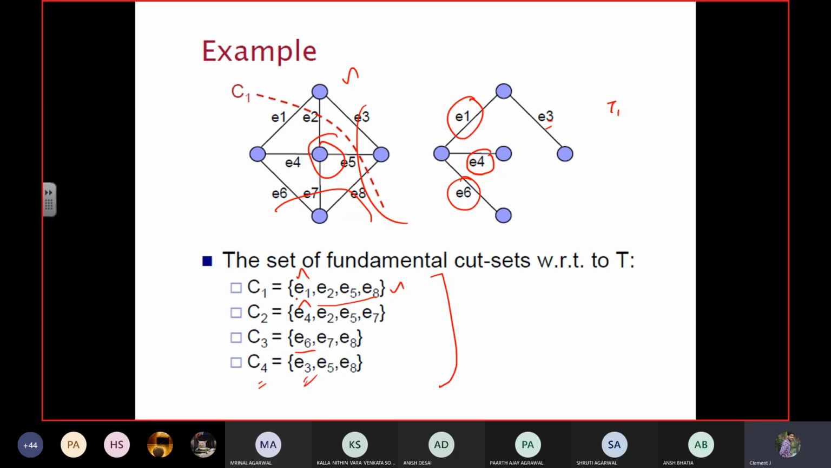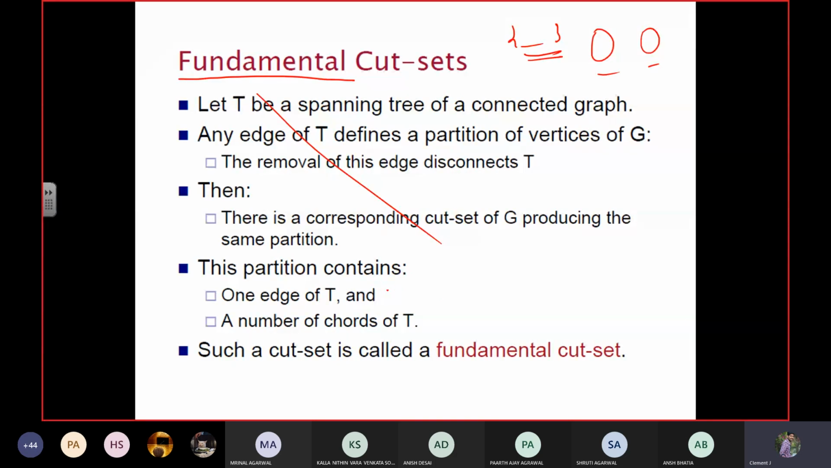So that is the main concept: the linking process will be done between the spanning tree and the cut set. Here you need to be clear about the difference between a cut set and a fundamental cut set. In a fundamental cut set, the rule is that you should have only one edge of T, that means one branch of T, in your cut set, and the remaining edges may be any number of chords of T. Such a cut set is called a fundamental cut set.